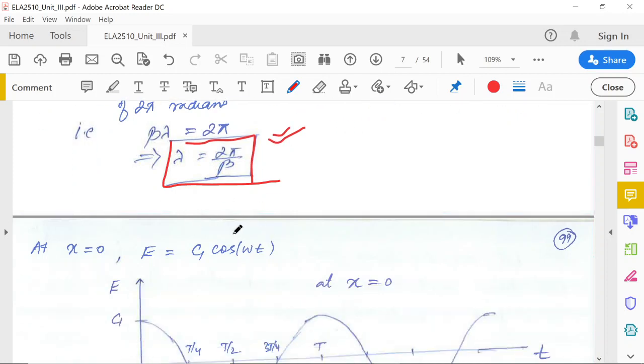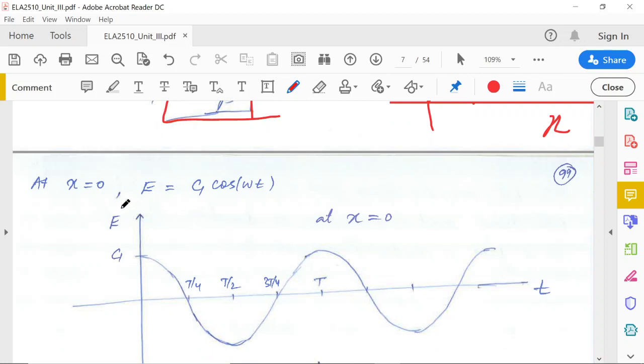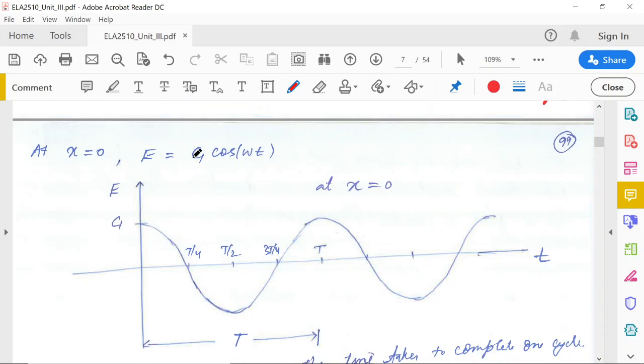Now, if you are watching at some particular distance, let's say we want to find how the electric field varies with time at the origin. For example, you have this x, and you want to see how the electric field varies at this point with time. So let's focus on the origin and see how it varies with time. For example, if it is in the y direction, is E_y constant or does it vary sinusoidally? At x equals 0, it becomes C1 cos omega t.